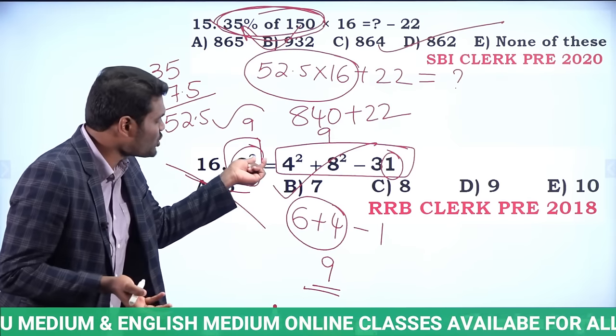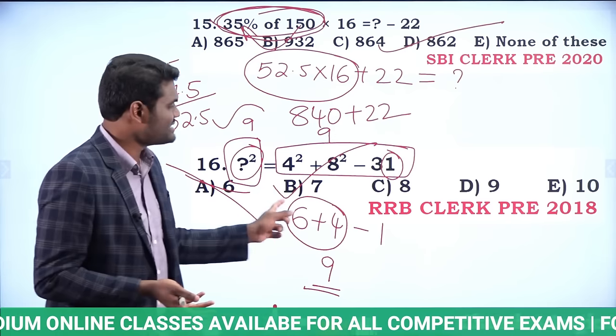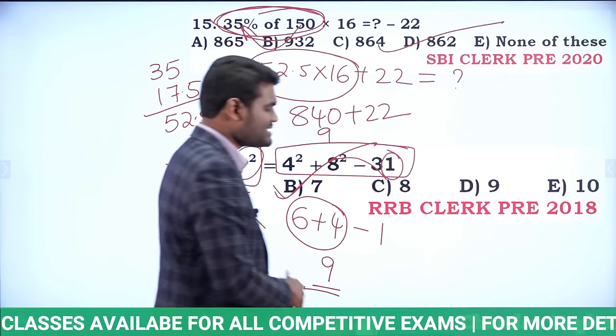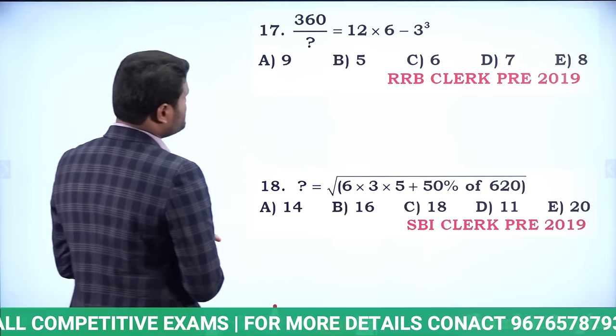Which means question mark square should give us last digit 9. So 7 square is 49, so I can say that simply the answer is nothing but 7. Very simple question. You need not do calculation also. Let's look at the next one.